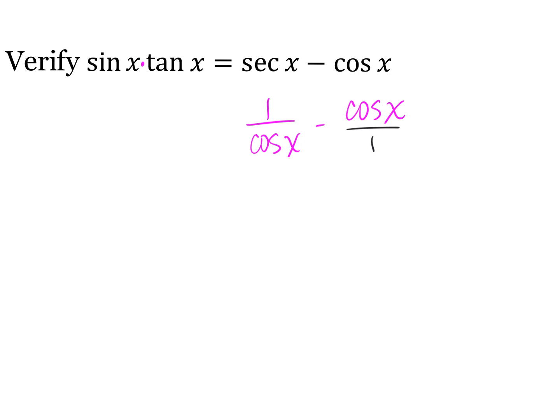Right. We've got to get common denominators, right? In order to add or subtract two fractions, we've got to get common denominators. This guy needs a what? This guy needs a cosine. Cosine over cosine is just 1.